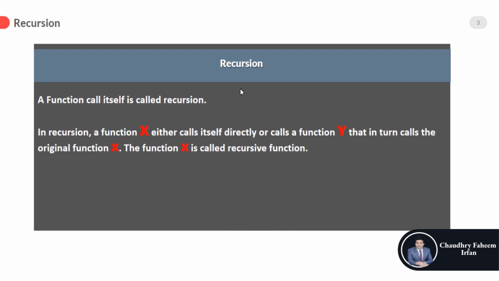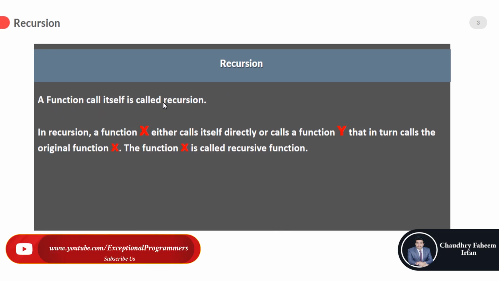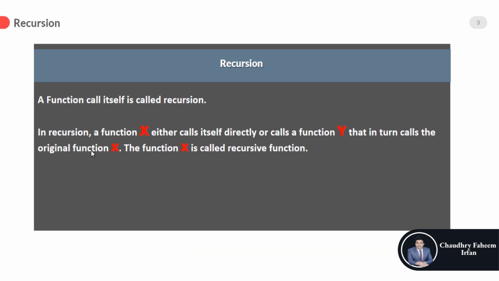about recursion. A function that calls itself is called recursion. In recursion, a function x either calls itself directly or calls a function y that in turn calls the original function x. The function x is called a recursive function.